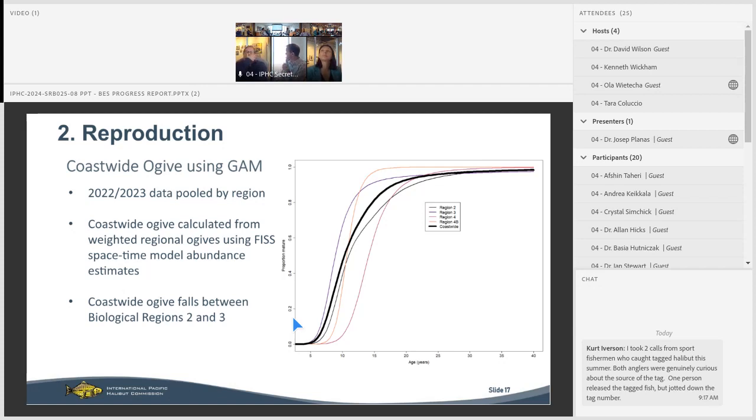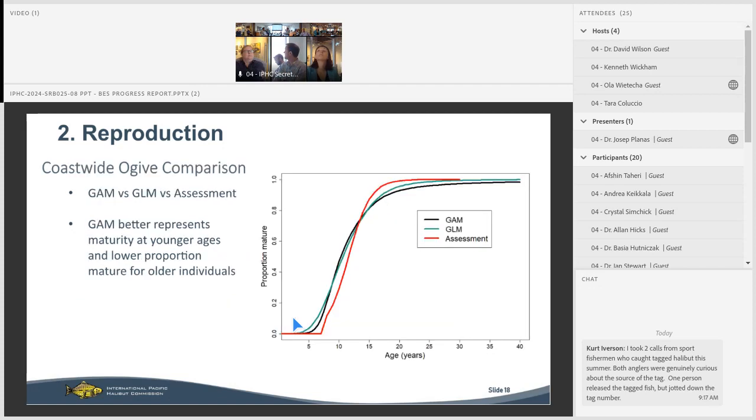And as you would expect, the line generally falls between regions 2 and 3, as those are the 2 regions with the highest abundance estimates from the space-time model. And this new output is giving us an A50 value of 10.3 years, which is over 1 year reduction compared to the current maturity estimate used in the assessment right now. And then this is the figure that Ian showed in a small little box in his presentation yesterday. But this is using the 2022 and 2023 data, comparing the GAM, the GLM, and the current assessment models.